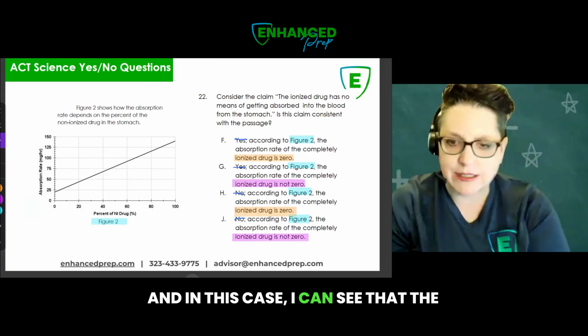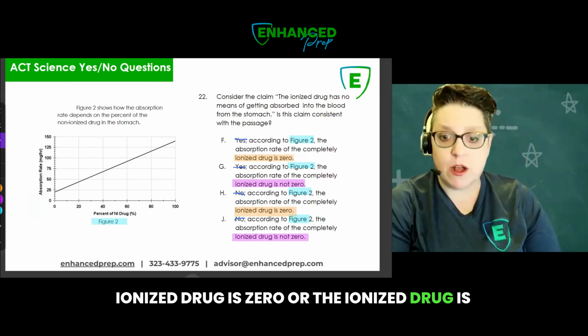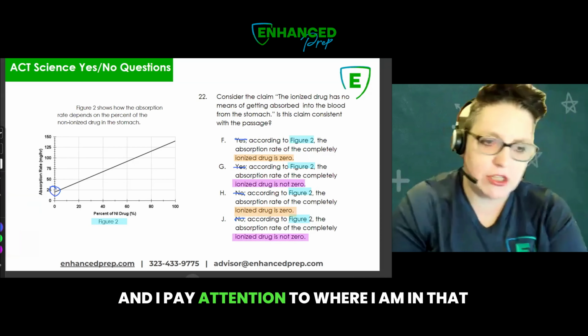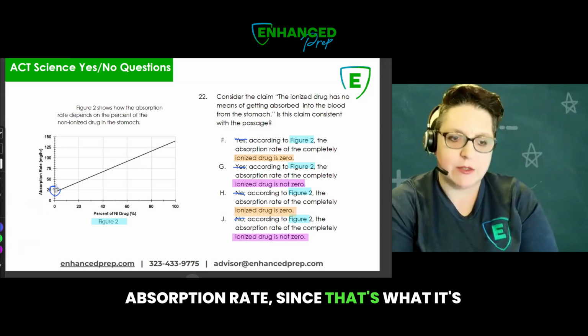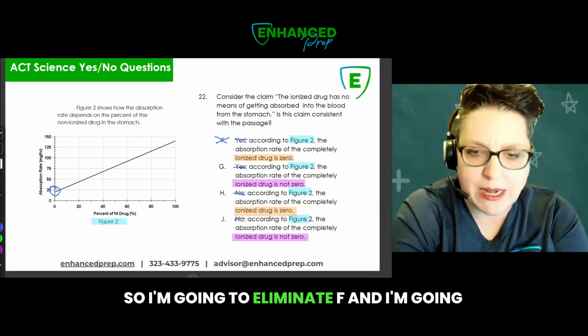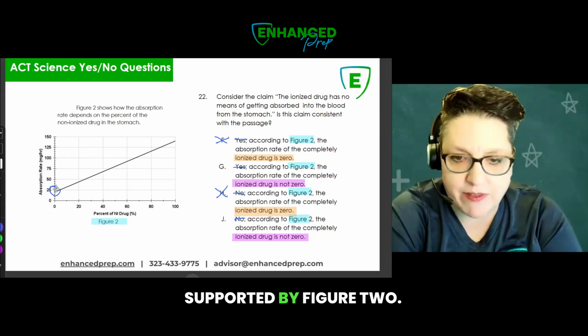And in this case, I can see that the ionized drug is 0 or the ionized drug is not 0. And when I come through and look at this and I pay attention to where I am in that absorption rate, since that's what it's referencing, it never hits 0. So I'm going to eliminate F and I'm going to eliminate H because they are not supported by figure 2.